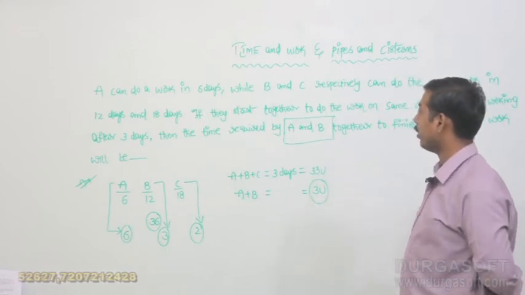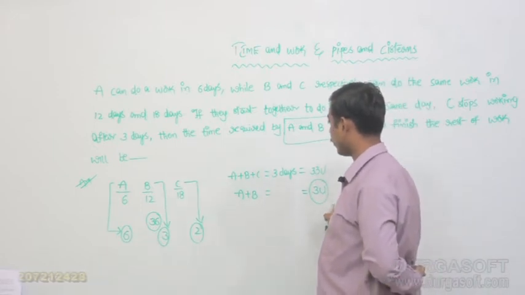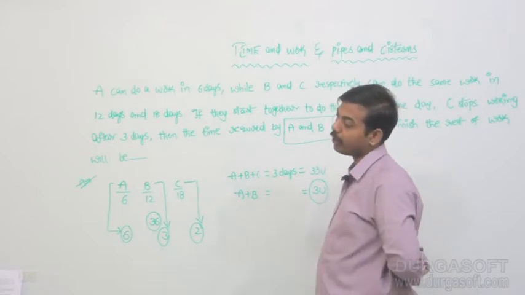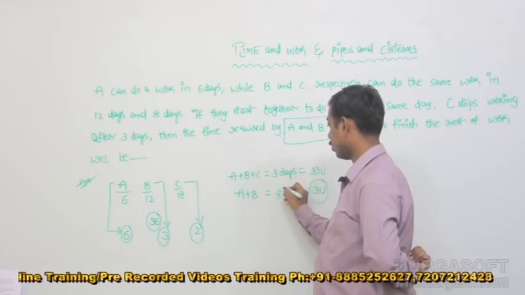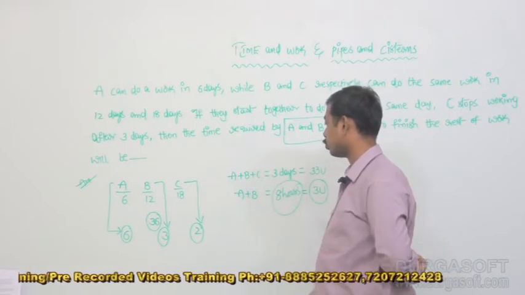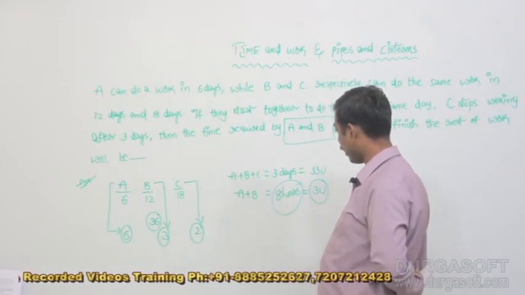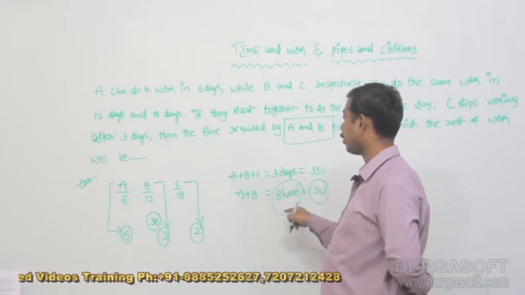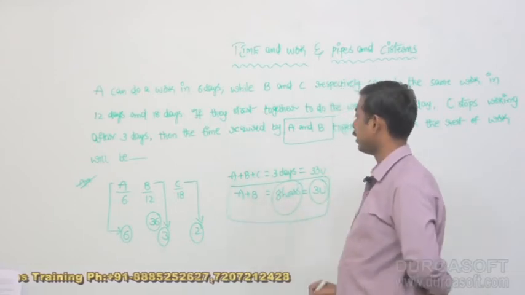How many hours are required? 9 units means 3, so 1/3. 1/3 means 1/3 of a day is required. 1/3 of a day is how many hours? 8 hours are required. 1 day 9 units, to complete 3, 1/3 of a day, which is 8 hours. Really they need 8 hours to complete the remaining part of the work.